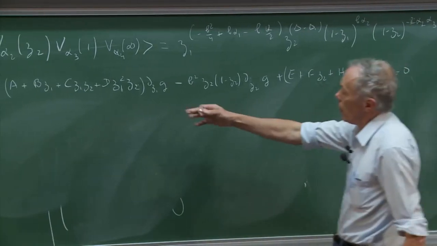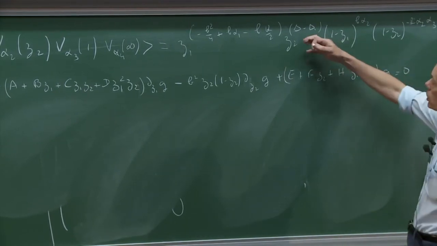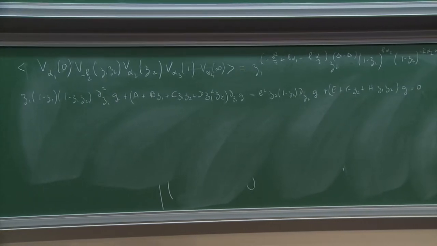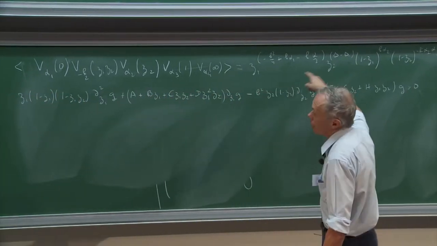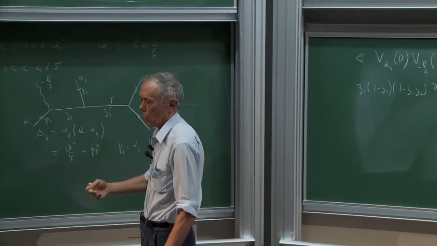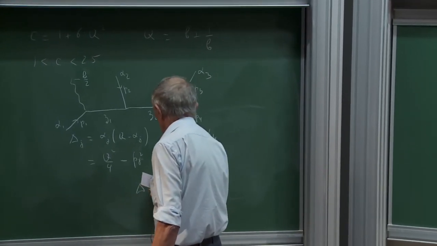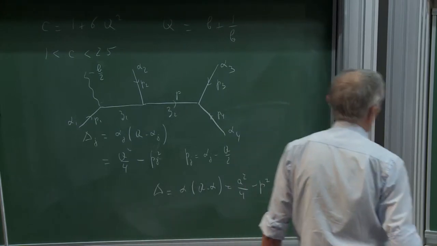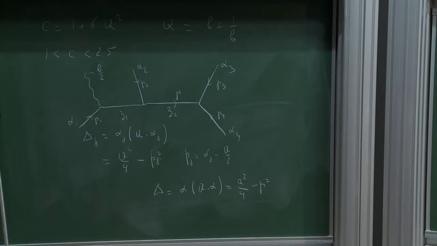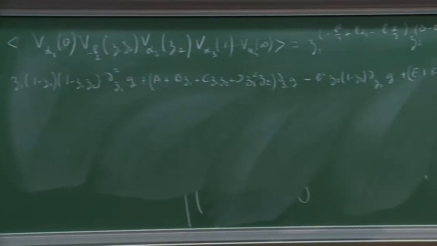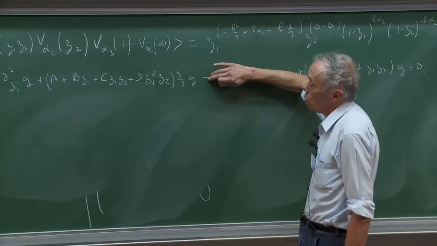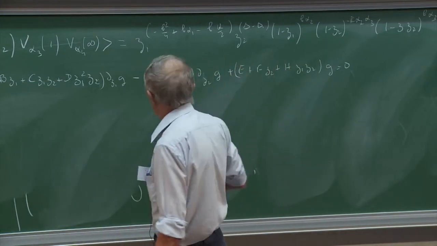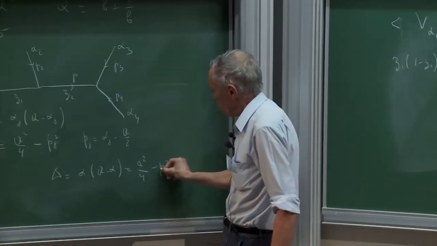A, B, C, D, E, F, H are functions of the external deltas, or the external momenta, and of the internal momentum P. This delta is the delta of the internal momentum. This is what Sasha was already introducing this morning. Delta is just alpha, Q minus alpha, which is also Q squared over 4 minus P squared. When you work the thing out, which is not very complicated, you find that if the derivative with respect to z2 were not there, which is the classical limit when b goes to 0, then this is the Heun equation, as is well known. The accessory parameter of the Heun equation is related to the internal momentum.